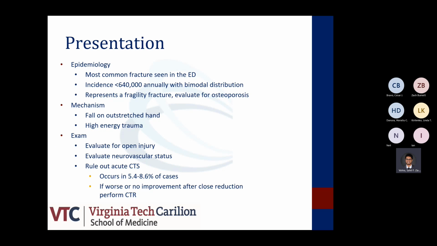So that can occur in 5.4 to 8.6% of cases. And basically, if it's worse or there's no improvement after a closed reduction, then that's your indication to perform an urgent or emergent carpal tunnel release, depending on their situation. So we have had that a few times this year. I know Neil's seen one with me. But yeah, that can definitely be going on, so make sure you evaluate for that.